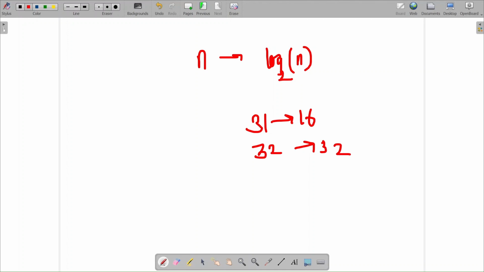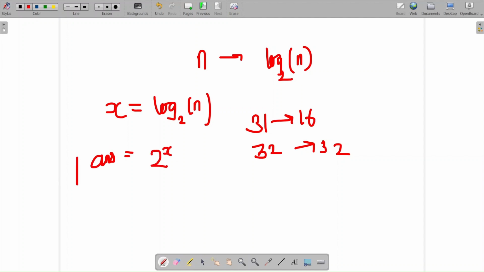So what we will do is take the logarithm of n, and let's say we take a variable x, which is the logarithm of n. And what will our answer be? Our answer will be nothing but 2 raised to x. So we have to do this, and we will get our answer.